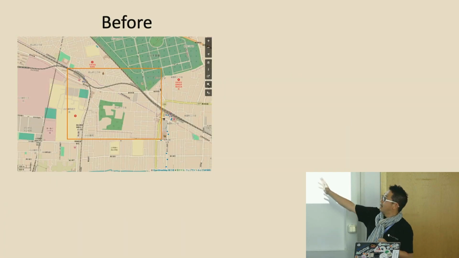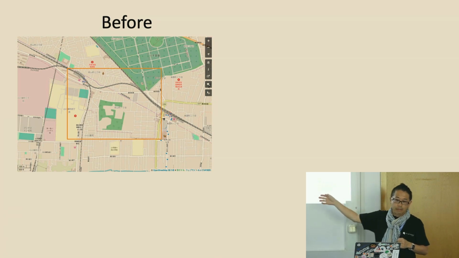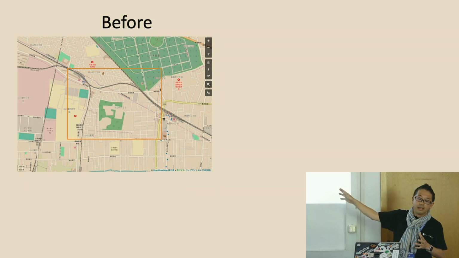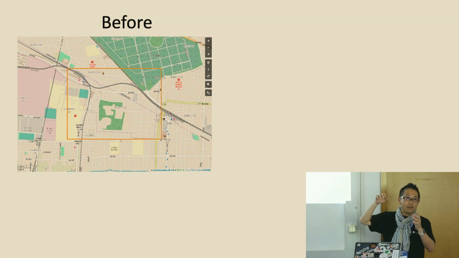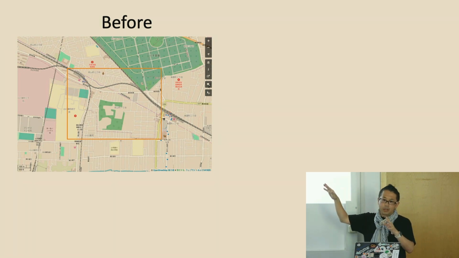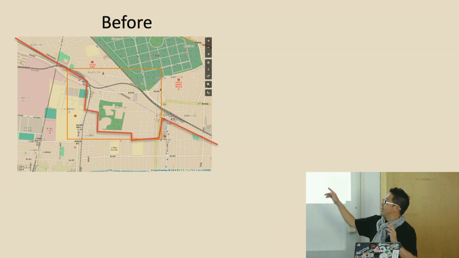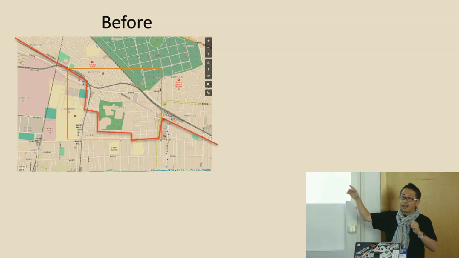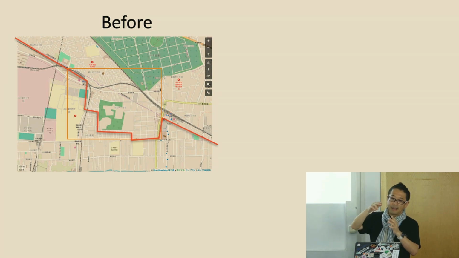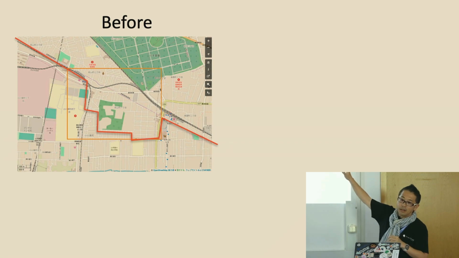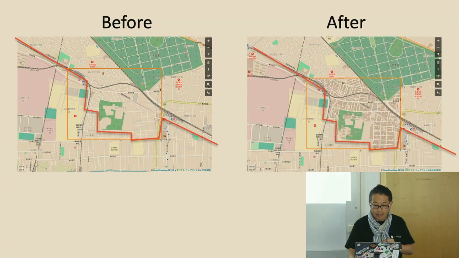So this is before the importing process. Higashi-Murayama city had no building area data, so we imported PLATEAU data. Sorry, this red line means the borderline of Higashi-Murayama city. The north area is Higashi-Murayama city.